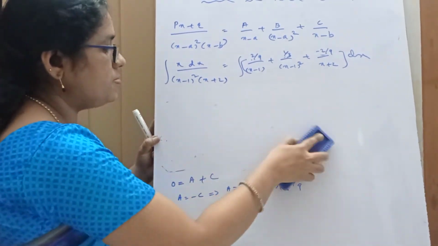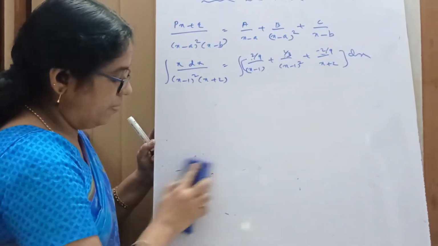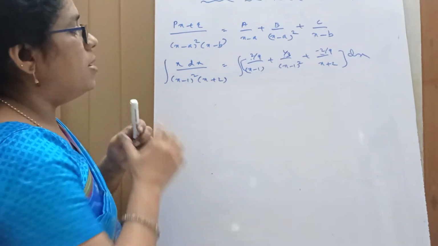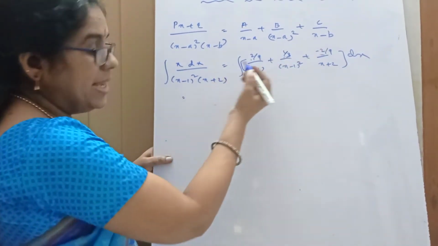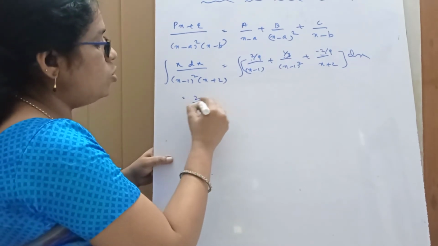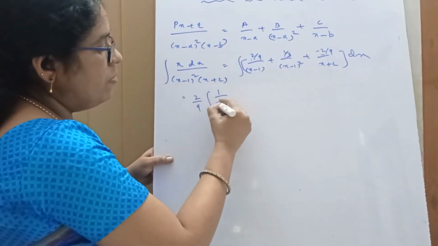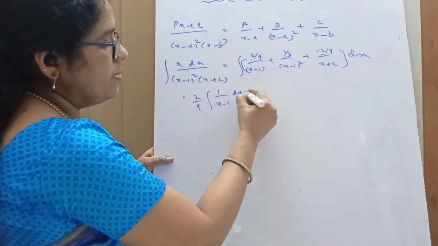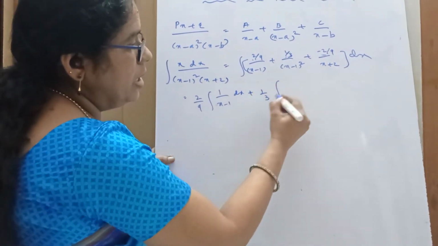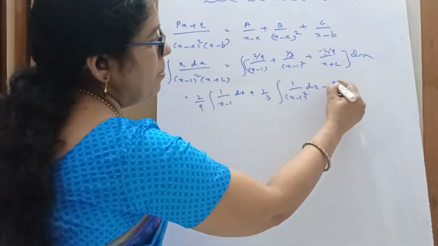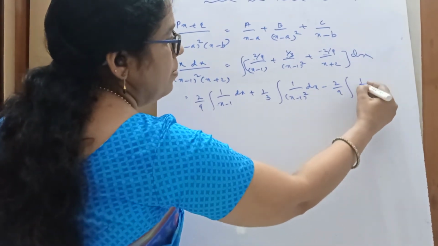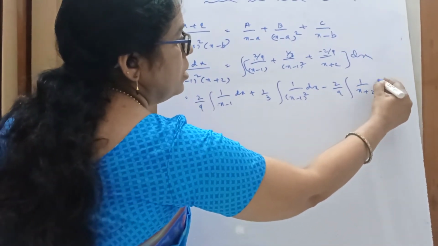That is, I am going to split the integral and take the constant outside also. 2 by 9 into integral 1 by x minus 1 dx plus 1 by 3 into integral 1 by (x minus 1) square dx minus 2 by 9 integral 1 by x plus 2 dx.